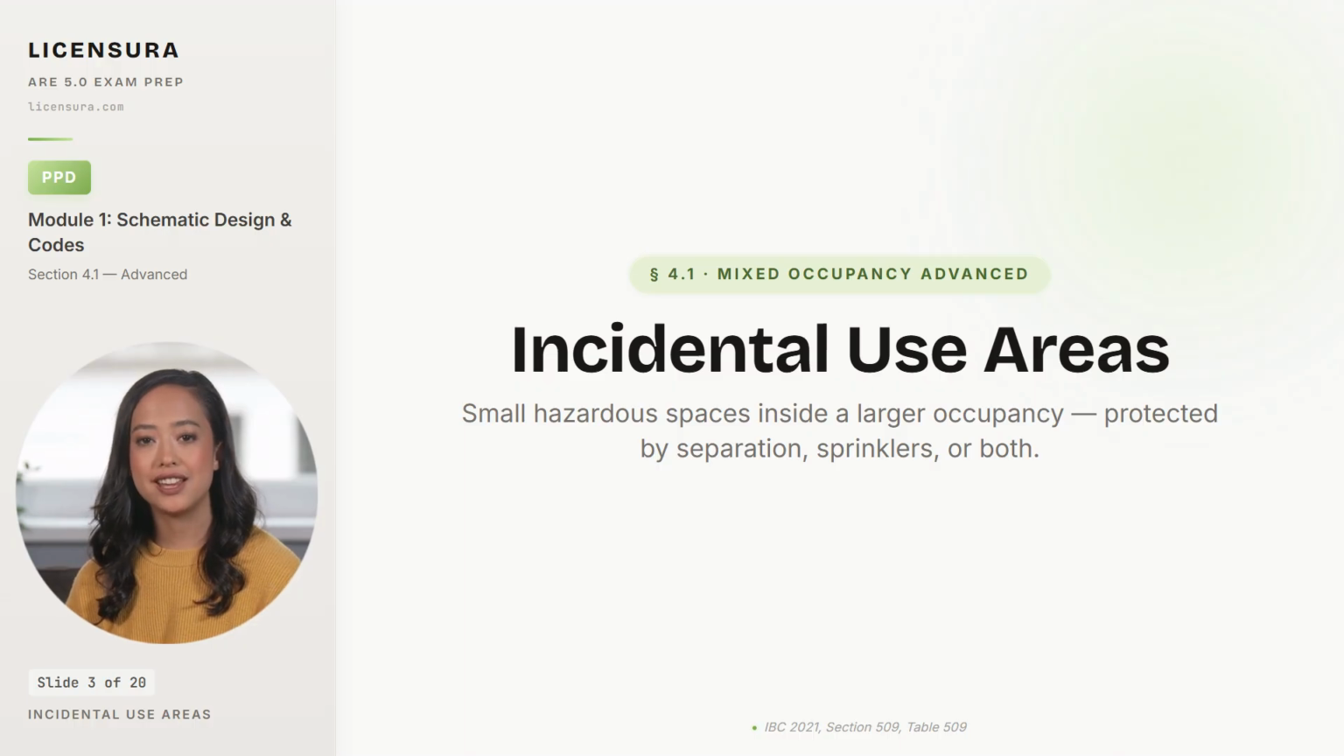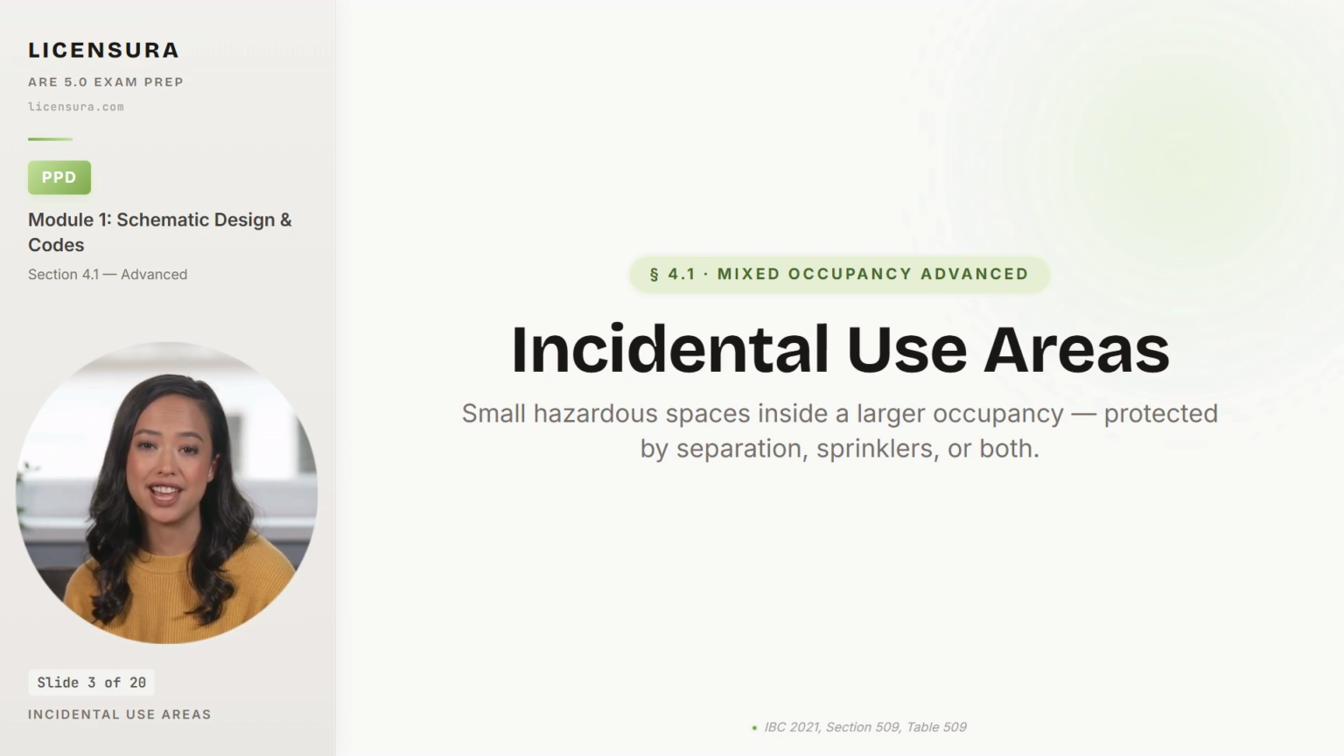Here is what most architects underestimate about Section 509. An incidental use area is what the IBC calls the middle ground, a space too small or subordinate to classify as a separate occupancy, but too dangerous to ignore inside the surrounding use. A furnace room burning natural gas inside an office building is the classic example. It's not big enough to drive a mixed occupancy analysis, but the fire load is real, and the room needs protection. Section 509 and Table 509 prescribe exactly what protection, either rated separation, sprinklers, or both.